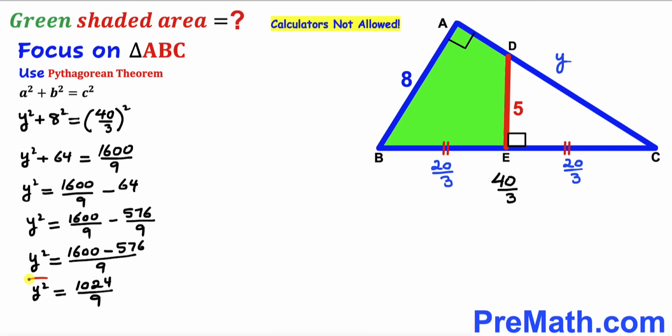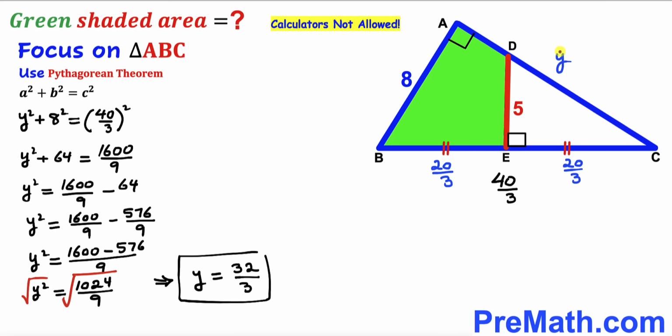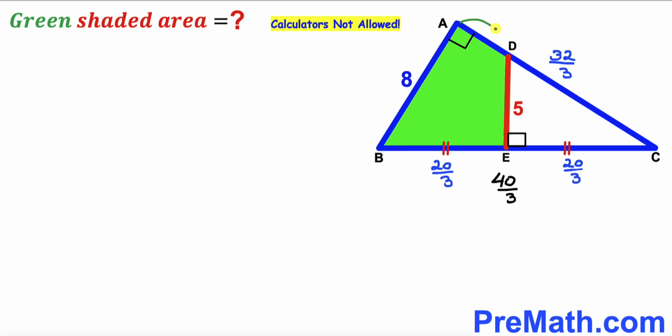And now I'm going to undo this square by taking a square root on both sides. So therefore we could see that our y value simply turns out to be equal to 32 divided by 3 units. So thus this y value turns out to be 32 divided by 3. So thus this side AC length turns out to be 32 divided by 3. And now we are going to calculate the area of this big right triangle ABC.